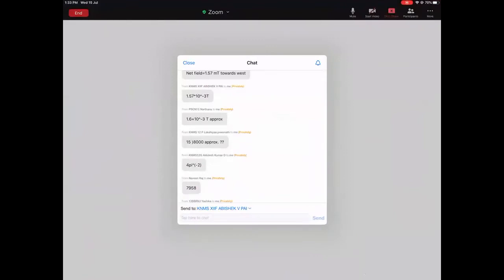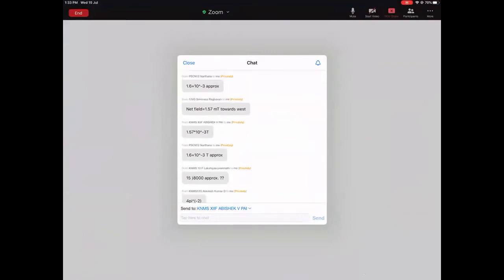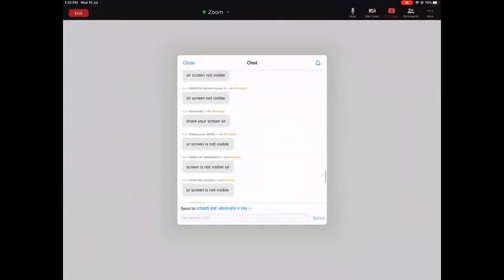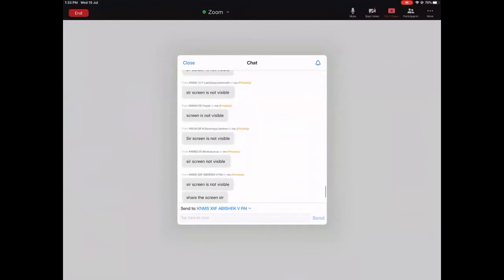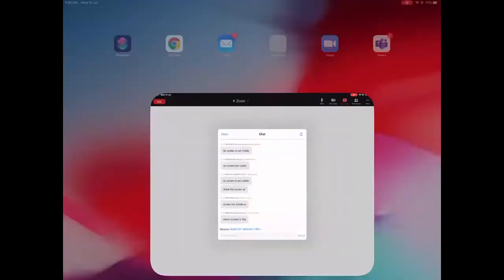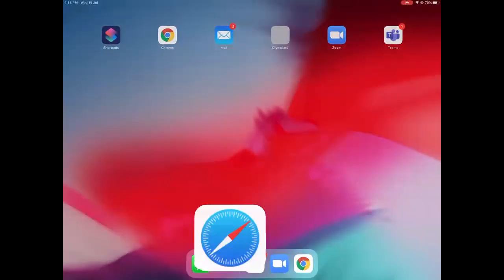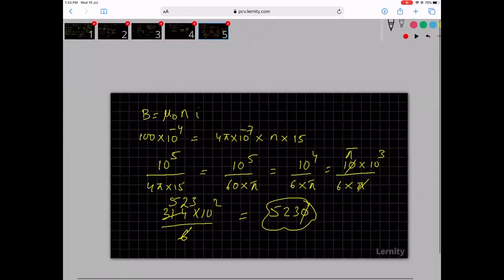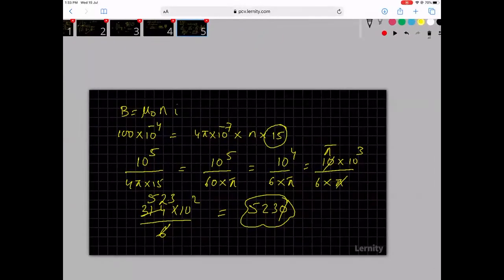I don't know how you guys get these numbers. Max current is 15 ampere. I have put 15 ampere in mu naught N I, since maximum current is 15 ampere. So when I work that out, I get 523 turns.